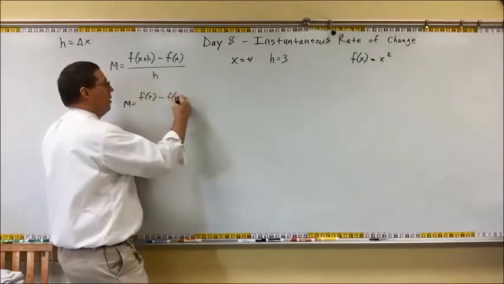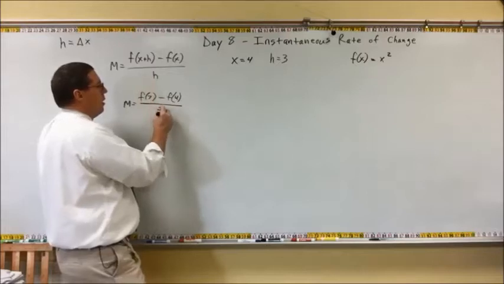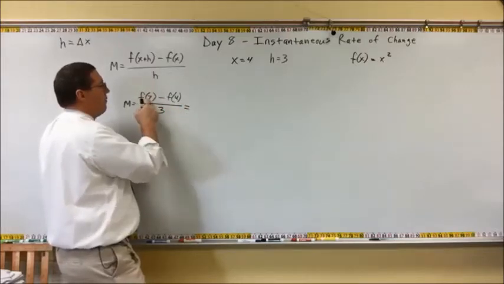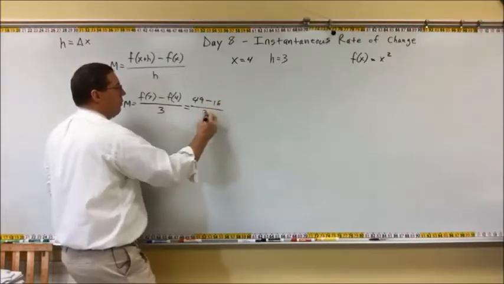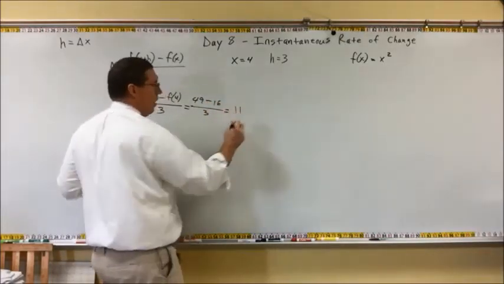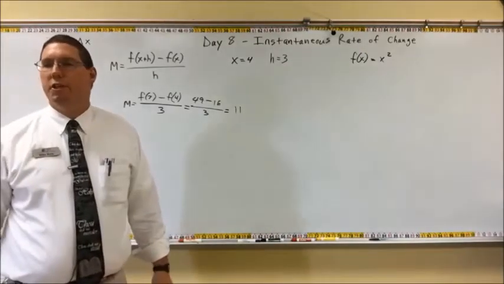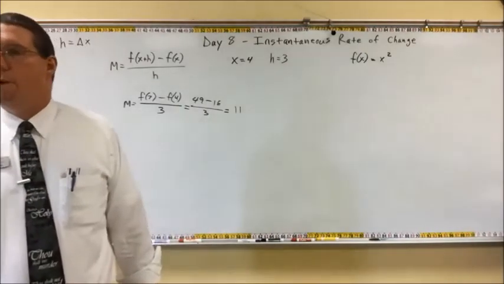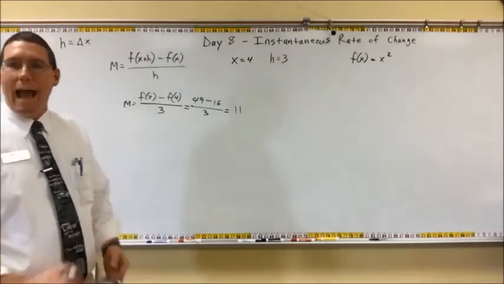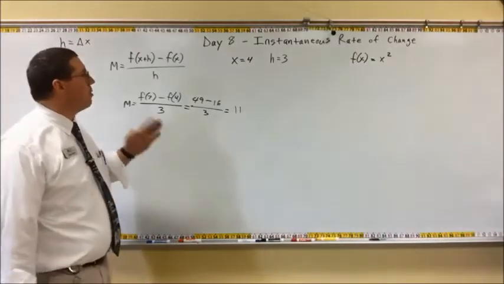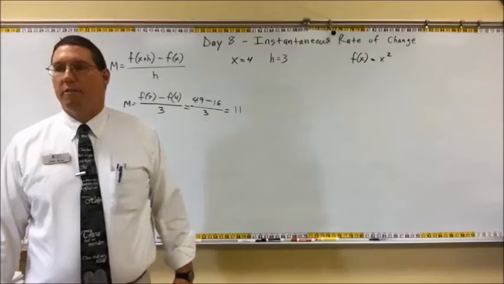4. Over 3, right? And then f of 7 is 49. F of 4 is 16 over 3, which would give me 11. Right? All I'm really doing here is teaching you a new formula for slope. I'm just teaching you a new formula for slope, to where now, instead of having to pick 2 points, you just have to pick 1 point and then identify the delta x.